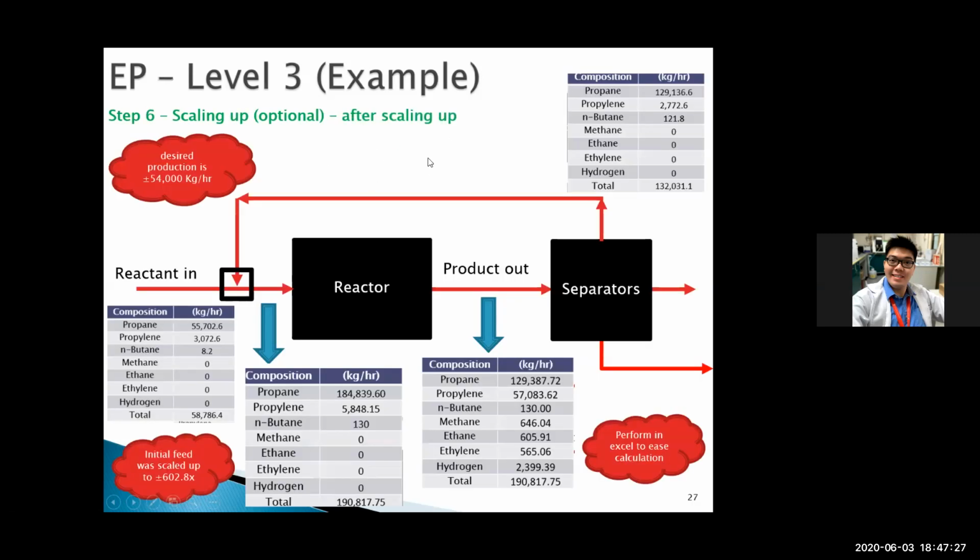In the event that you did not start from 100 kg per hour, maybe you are confident that you want to straight away start from the amount that is in demand, you can. But again, check the mass balance. The procedure is the same, just that this step 6 is not for you because it's for scaling up.